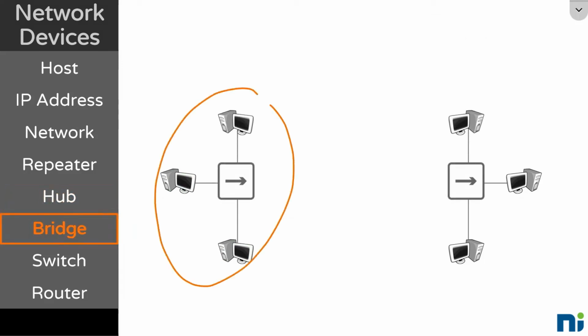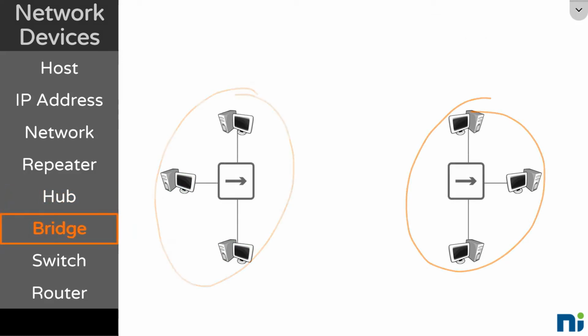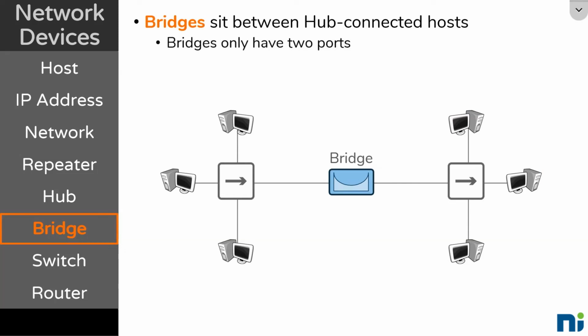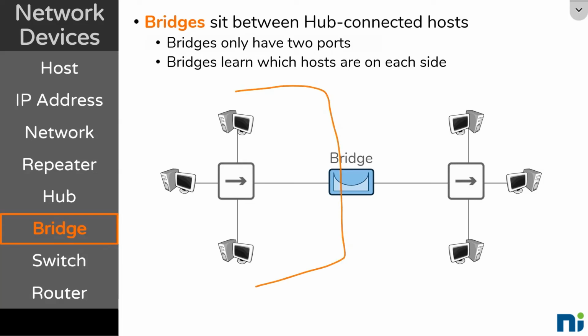Here, we have two sets of hosts, all interconnected using a hub. And a bridge is meant to sit in between hub-connected hosts. Bridges, by definition, only have two ports. One port facing one set of hub-connected devices and another port facing the other set of hub-connected devices. Bridges will also then learn which hosts are on which side of the bridge. This will allow the bridge to contain communication to only the side that is necessary.